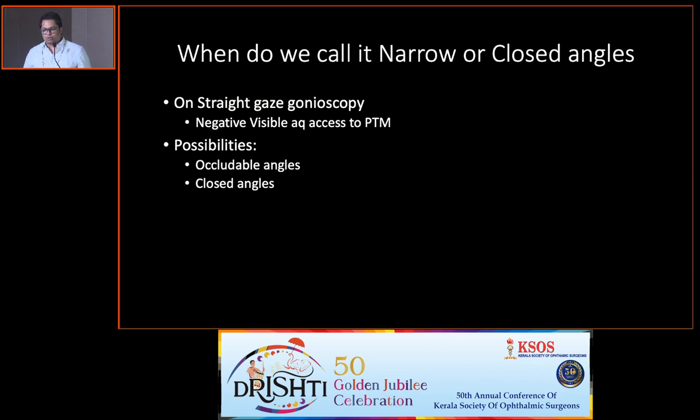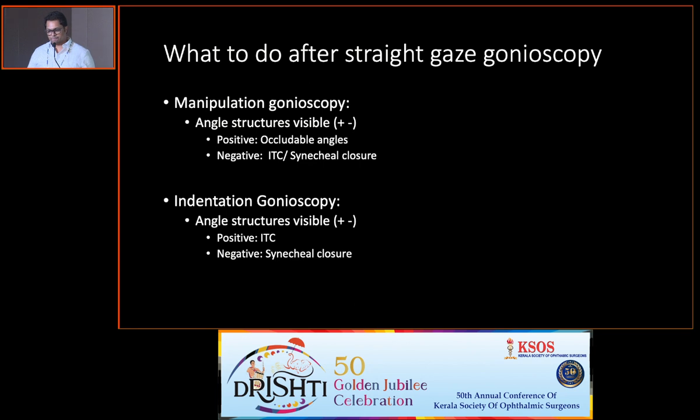When do we call it narrow or closed angles? On straight gaze gonioscopy, if you see no visible aqueous access to the posterior trabecular meshwork, we can call it narrow or closed. So the possibilities are either occludable angles or closed angles. So what do we do when the straight gaze gonioscopy is not showing angle structures? Then we should do a manipulative gonioscopy, where we try to see over the hill. If you are able to see the angle structures, that means it is an occludable angle.